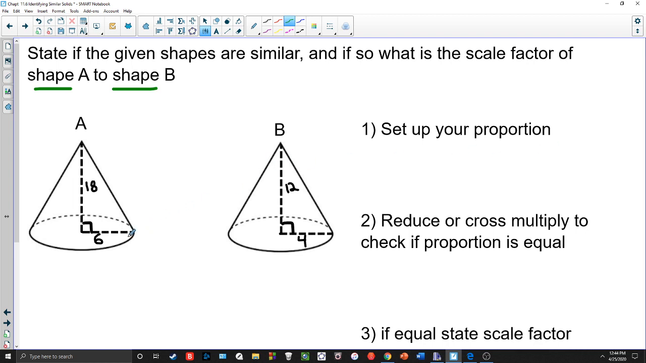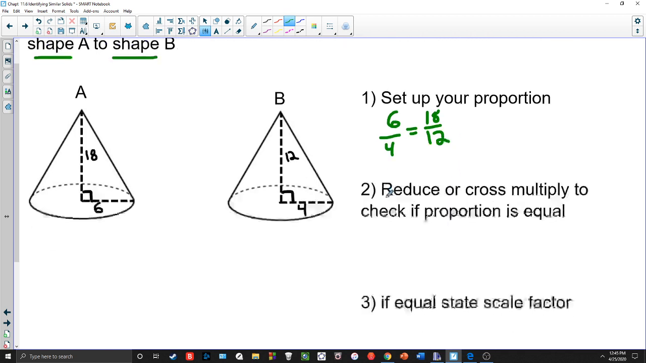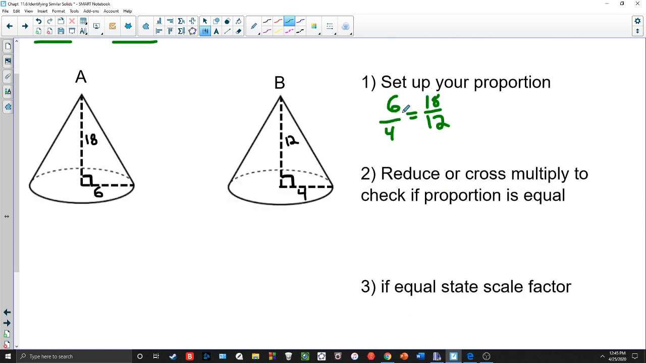So I'll take, let's say, 6 and 4, because 6 and 4 are both the radii of the bottom circles. So 6 to 4 is equal to, because again, proportions should be equal, 18 to 12. Again, height to height. So 18 to 12. So that's my proportion. Now my second step is to check if this is equal, to check if this is actually true. I can do that by either cross multiplying or reducing.